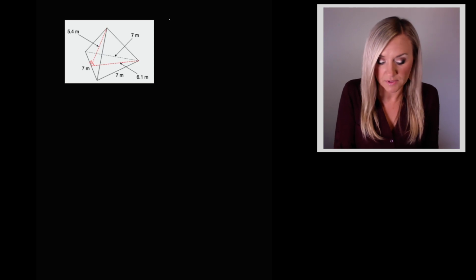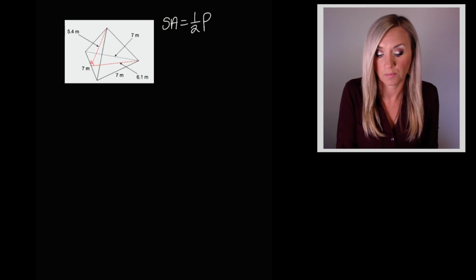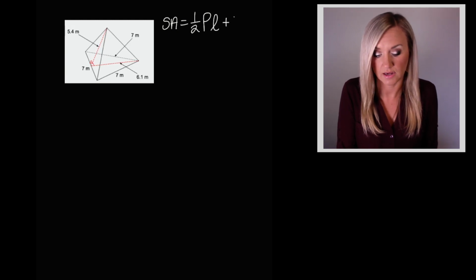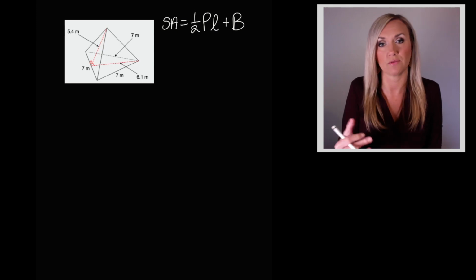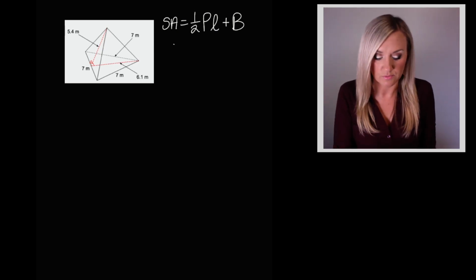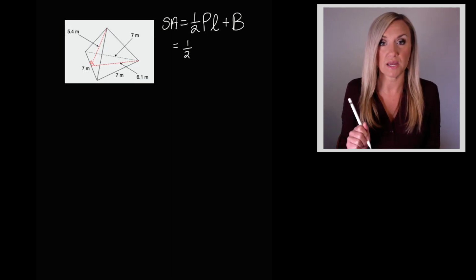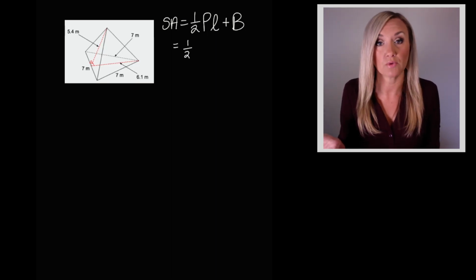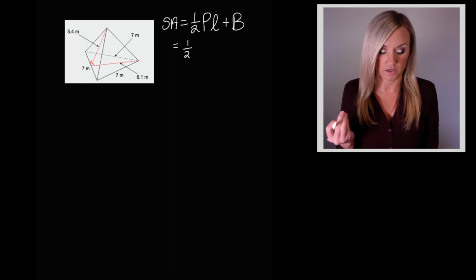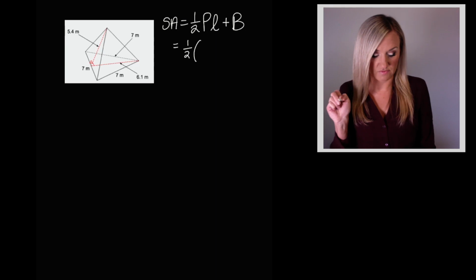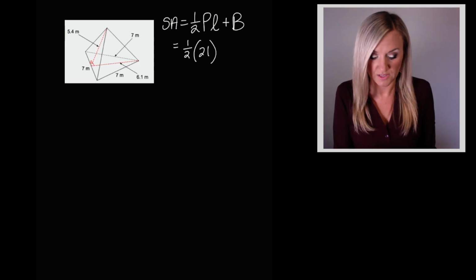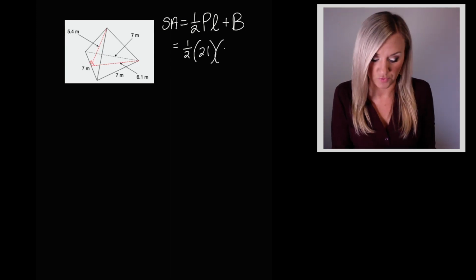All right, so I'm going to go ahead and write down surface area equals 1/2 perimeter of the base times the slant height plus the area of the base. You know me, I love just writing down that formula every single time we do a problem. So equals 1/2. Now the perimeter of the base, because it's still a regular, right? It's a regular triangle. We have 7, 7, 7. So that gives us 7 plus 7 is 14 plus 21 times the slant height of 5.4.